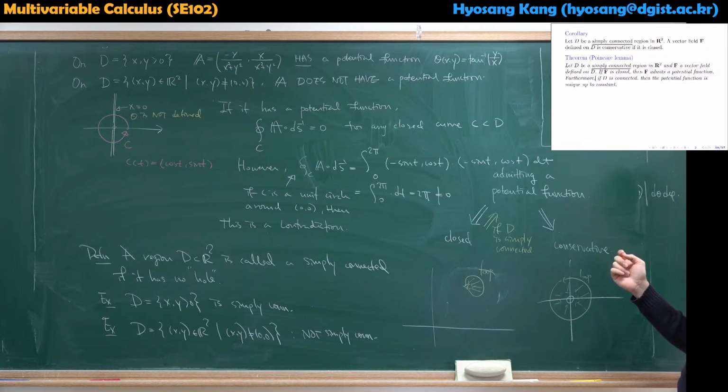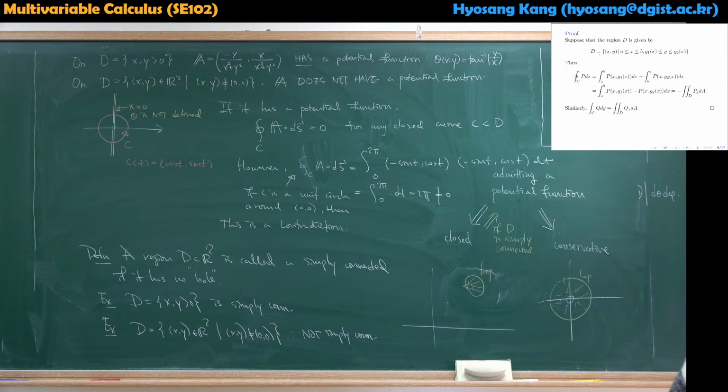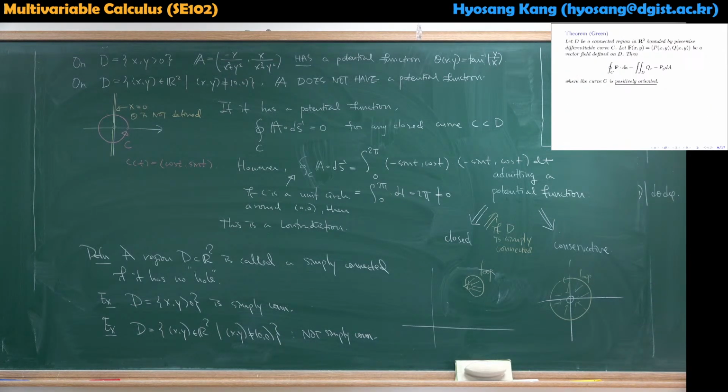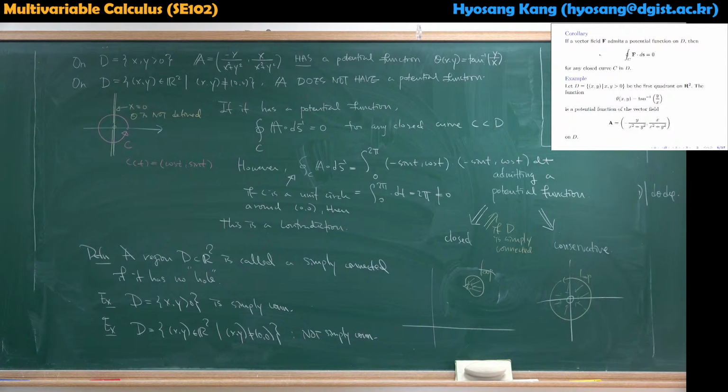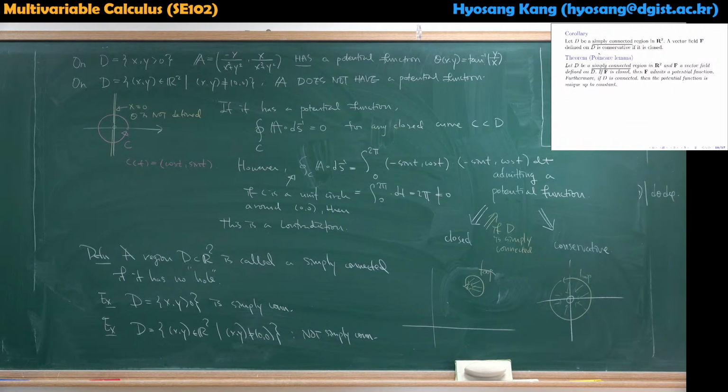And having a conservative vector field means that, let's see, there should be one more theorem. Let me go back to here. I think I forgot to mention this.